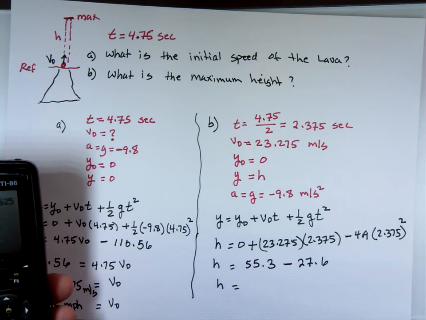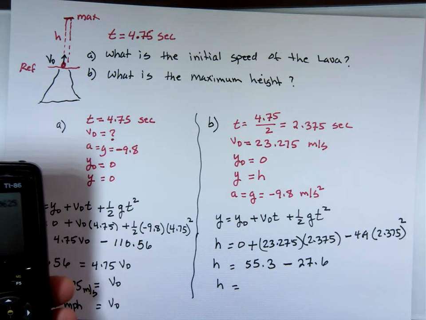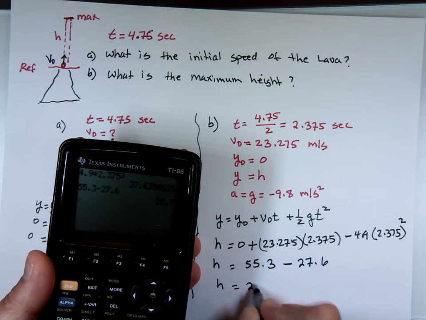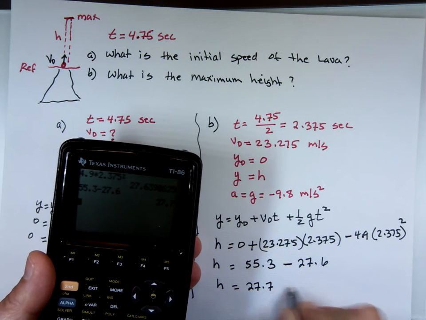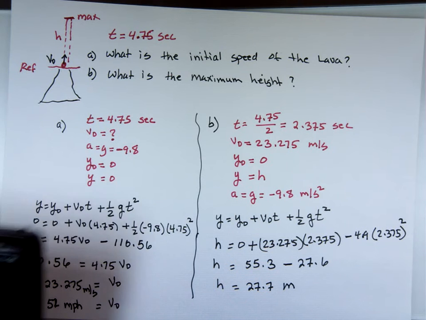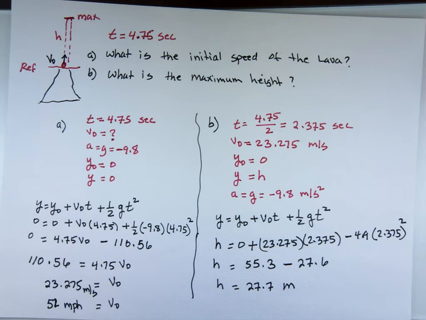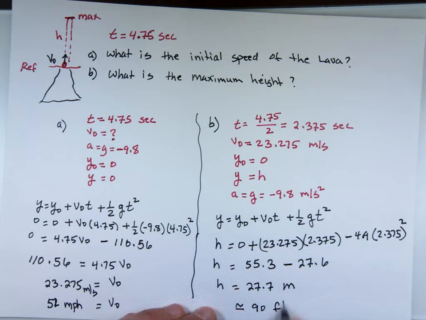55.3 minus 27.6. We're talking about roughly 27.7 meters. About 90 feet high, approximately. 90 feet up in the air. That's approximately.